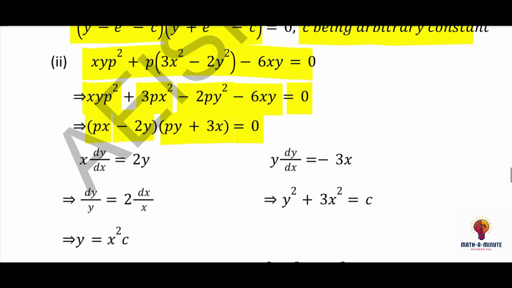We have to solve these first order first degree differential equations separately. The first equation is x into dy/dx equals 2y. Using the separation method, we can solve this differential equation. The solution of the differential equation is this.